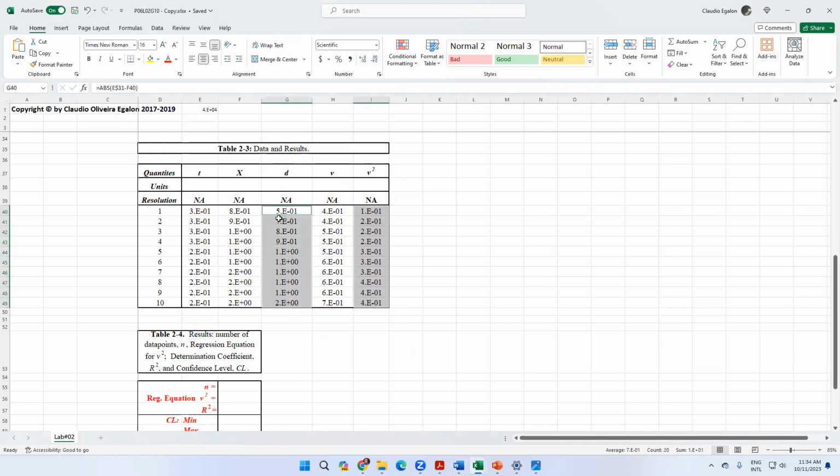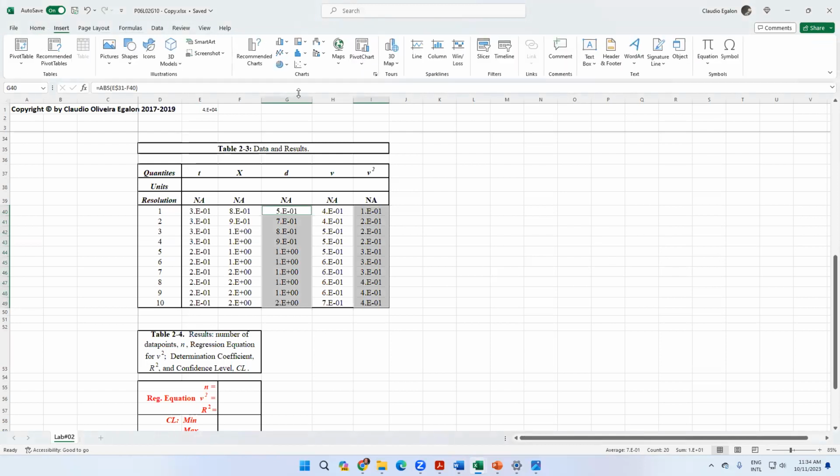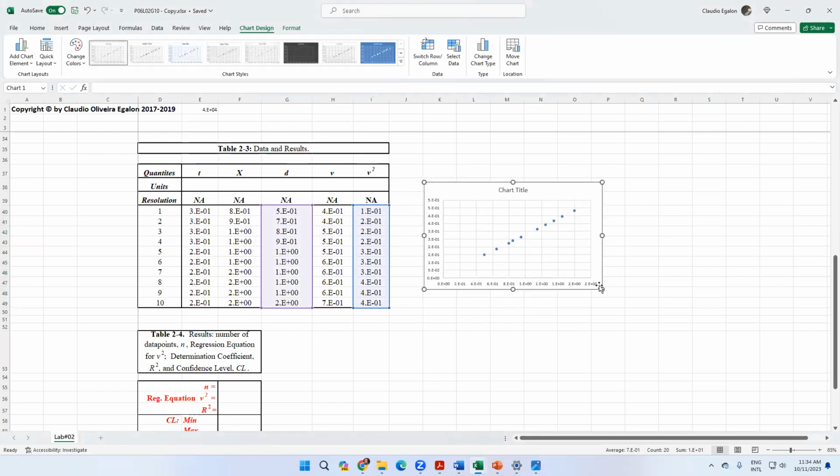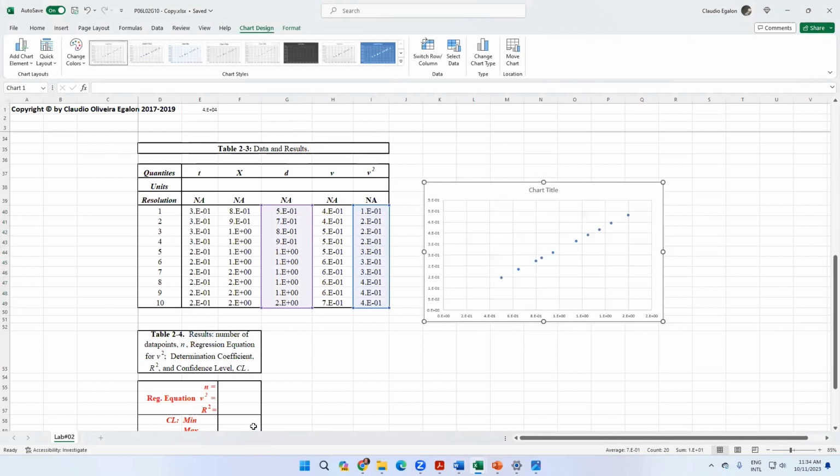Notice that the D is to the left of the V square. Let's see, someone is asking a question here. Okay, good. So let's plot our graph here. Insert chart. Here you go. That's what I'm getting for this graph. Okay, there is a big blank space here.